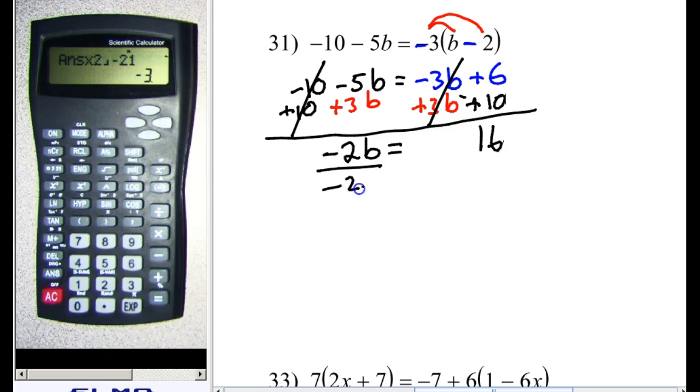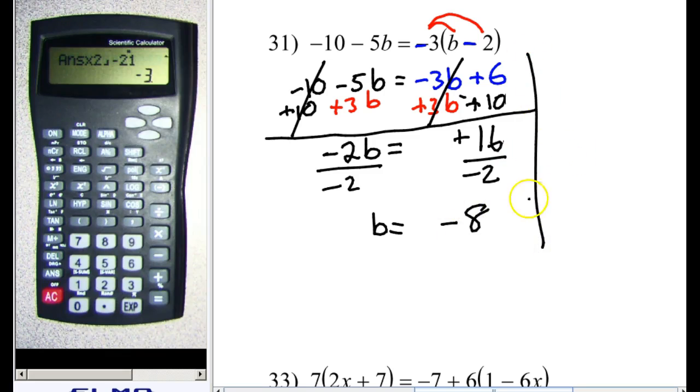So positive divided by negative will equal negative 8. Okay. And I'll let you do the checks on that.